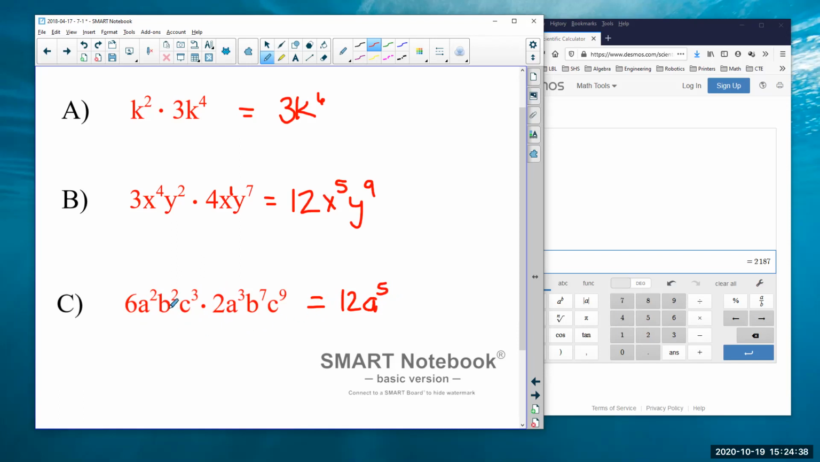And then for the b's, I have b to the 2nd power and b to the 7th power. 2 plus 7 is going to give me 9. So it's going to be b to the 9th power. Multiplying b together 9 times. And then I have c to the 3rd and c to the 9th. So that's going to give me c to the 12th power. 3 plus 9 gives me 12. Okay. And again, these are all expressions that have variables in them, so we can't actually evaluate them. All we can do is simplify them.